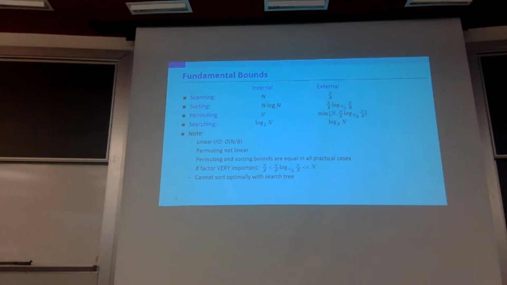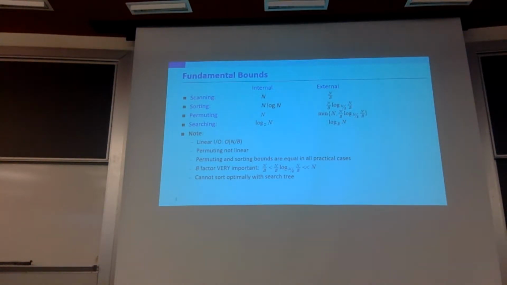Scanning is basically scanning everything, so that takes linear time. Sorting, the worst case best complexity of sorting is n log n. When you do permuting, basically you're scanning through your array, then generating a random number each time to swap the current element with some element of itself or something behind it. So that's permuting, and searching is basically a binary search if you have a sorted array.